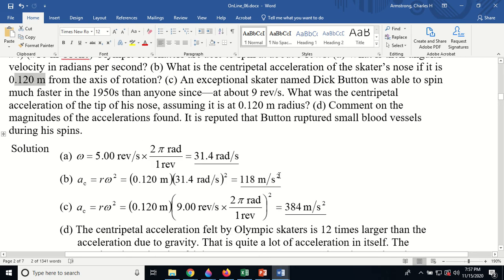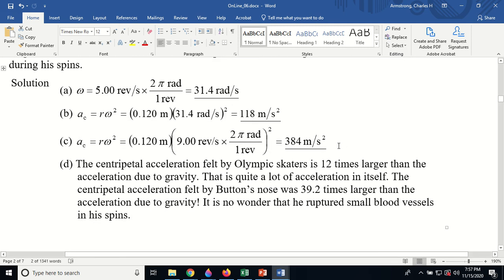Then it says, comment on the magnitudes of the accelerations found. It is reputed that Button ruptured small blood vessels during his spins. What they want you to do is take this acceleration and divide it by the acceleration due to gravity. So 384 meters per second squared divided by 9.8 meters per second squared is around 12, 12 times larger than the acceleration due to gravity. This is quite a lot of acceleration in itself. The centripetal acceleration felt by Button's nose was 39.2 times larger than the acceleration due to gravity. It is no wonder that he ruptured small blood vessels in his spins.